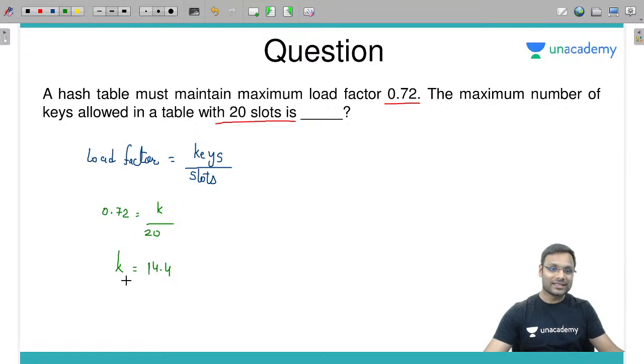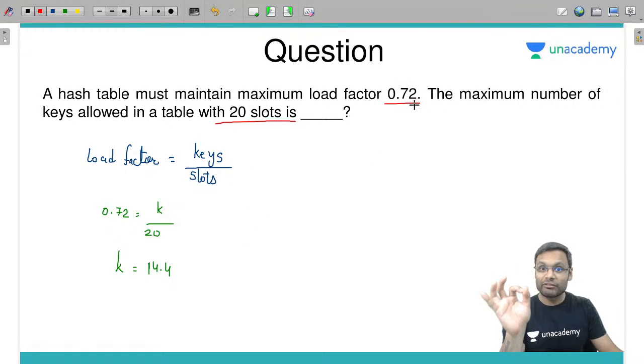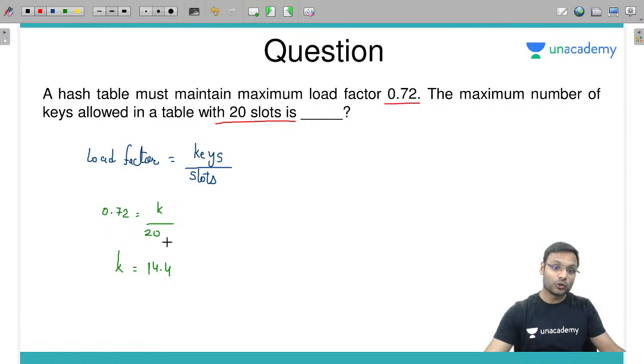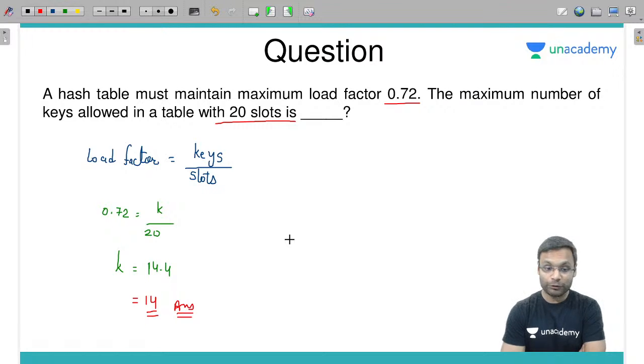What should I give the answer as? 14 or 15? If I go with 15, 15 by 20, the load factor becomes 0.75. But allowed maximum load factor is this only. I should go with 14. Not 15, not 15, 14.